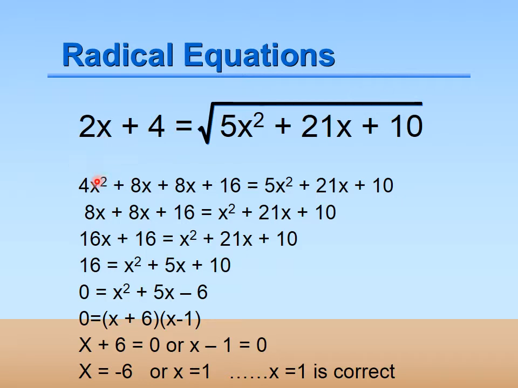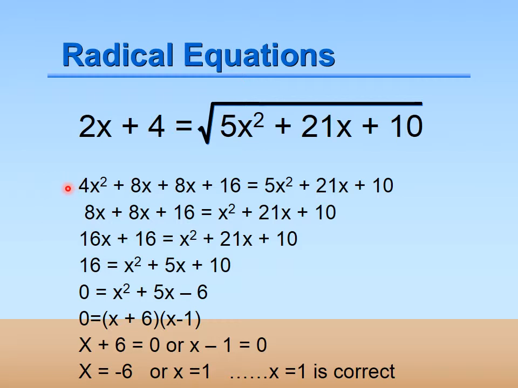And when you do that, 2x times 2x is 4x squared, and then 4 times 2x is 8x, and then 4 times 2x is 8x, and then 4 times 4 is 16. Equals, when you square the right-hand side, you're left with what's inside the radical, which is 5x squared plus 21x plus 10.